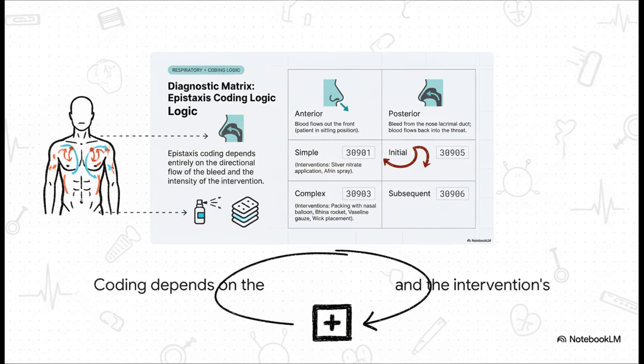What's so cool about this is how it turns a real-world event into clean data. A coder just has to ask two simple questions. First, is the bleed coming from the front, anterior, or is it flowing back, so posterior? And second, was the fix simple or complex? Based on just those two answers, you land on one specific, unique code. That's it. That's the core logic, and you're going to see it pop up again and again.